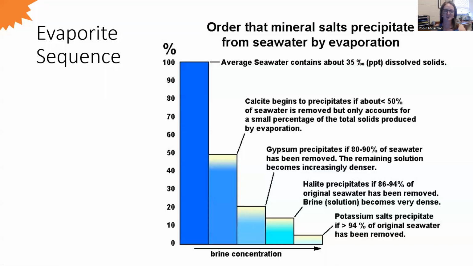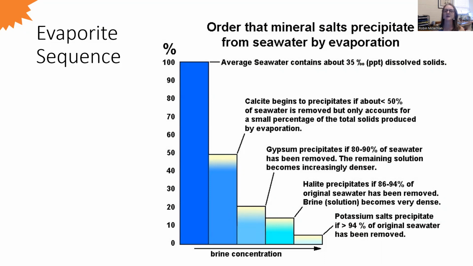Continuing on with our list of common sedimentary minerals, we are going to talk about the evaporite sequence. So we've already talked about how some sedimentary minerals are formed when water that's saturated with ions evaporates. As it evaporates, those ions become supersaturated and can precipitate out as a solid. Calcite is one such mineral. We've already talked about calcite.